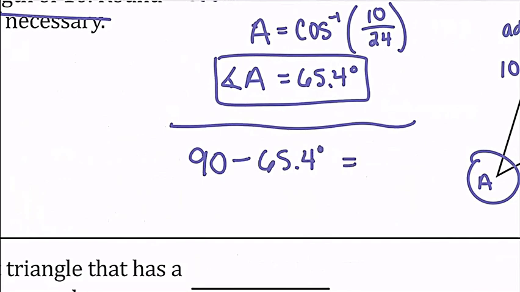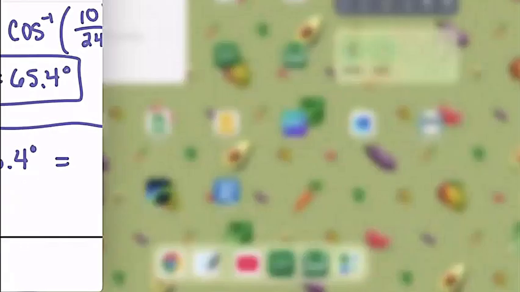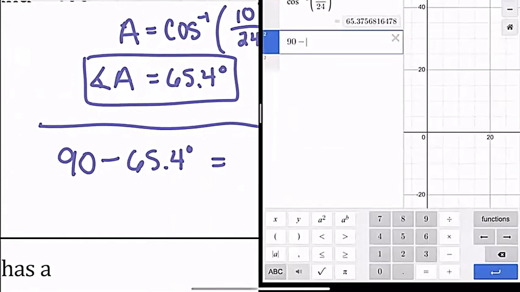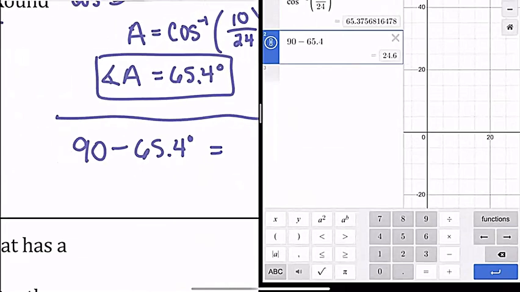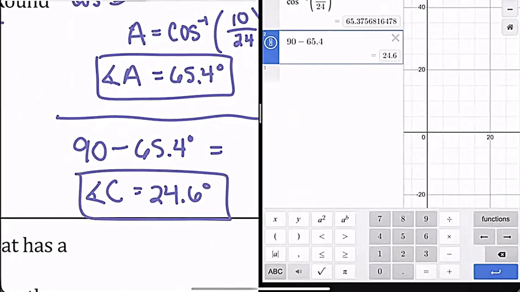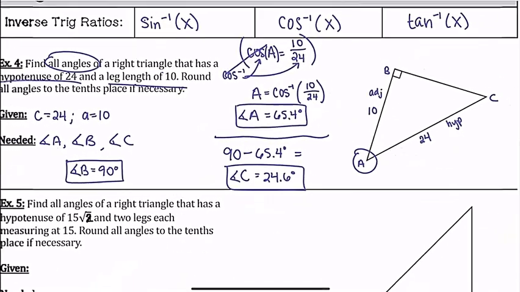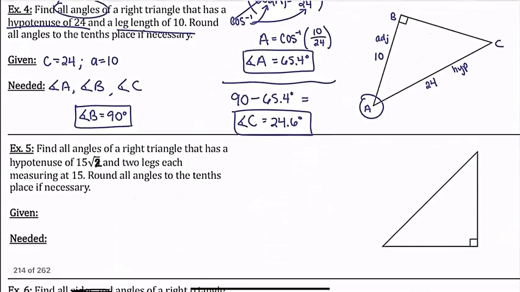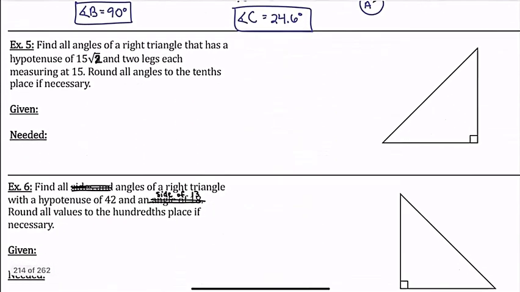So I'm going to type that in the calculator. And I got 24.6 degrees. There we go. A lot of times you'll only be asked for one angle, so you would stop right here. But here I just want us to practice getting all three of them. Good. Okay, let's look at number 5.